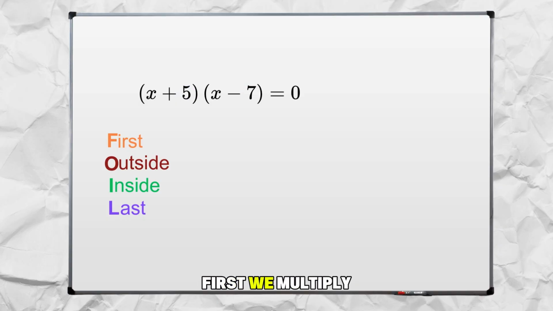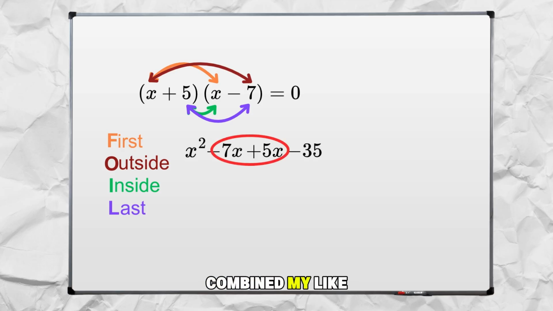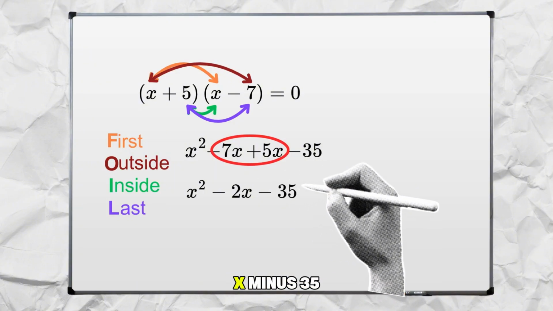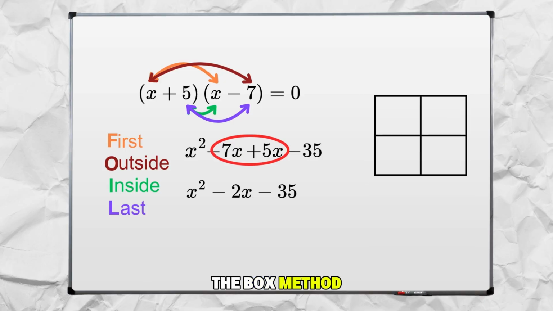To do first, we multiply x by x, that's going to give you x squared. Then we do outside, x by negative 7, that's going to give you negative 7x. Then inside, plus 5x. And then last, negative 35. Then I combine my like terms, which are these x terms. So that's x squared minus 2x minus 35. And that's it.